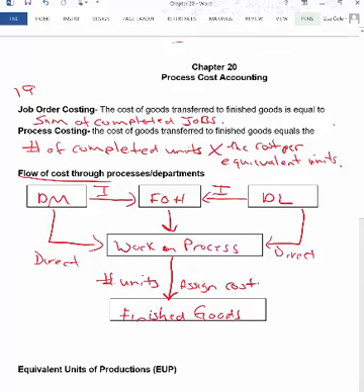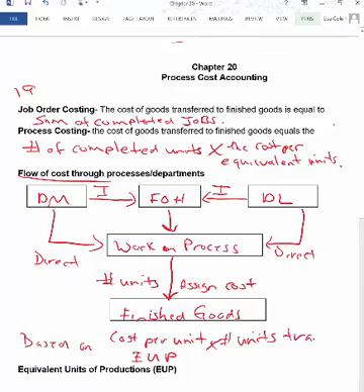So that's kind of what we're looking at. Instead of assigning cost to jobs, we're assigning cost to processes. We're looking at the number of units that were transferred to finished goods and assigning costs based on our cost per unit. And we're looking at, of course, our equivalent units of production. You'll see that, and multiply it times the number of units that were transferred. I have to laugh at my writing on this.